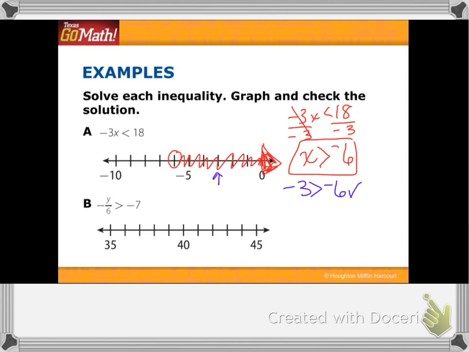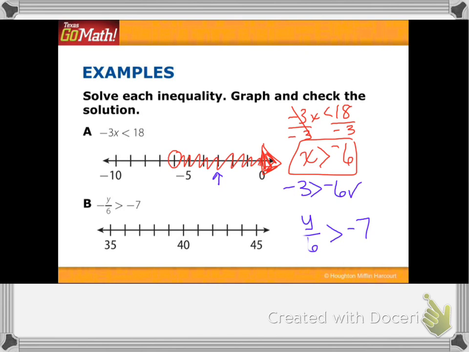Now let's look at another one. This time we're going to look at one that uses division. I have here -y/6 greater than -7. Sometimes kids get all confused when you have this negative symbol with a fraction. Sometimes you're going to see it written next to the y. Sometimes you're going to see it written next to the actual fraction symbol, which confuses kids the most. Or sometimes you're going to see it written with the 6.